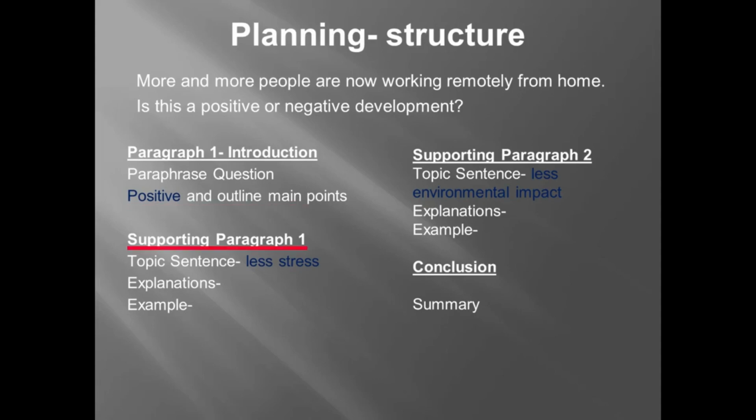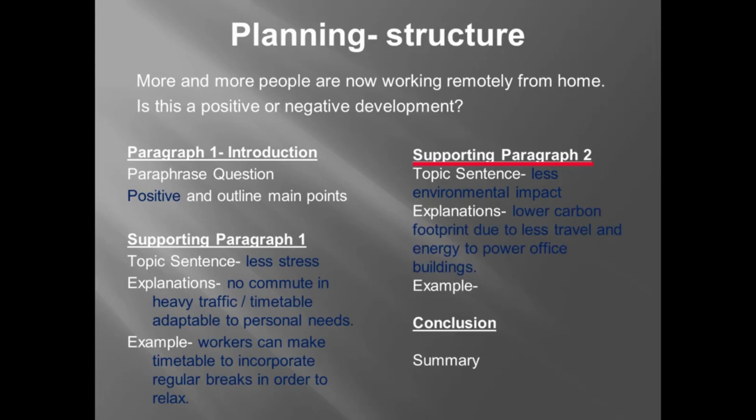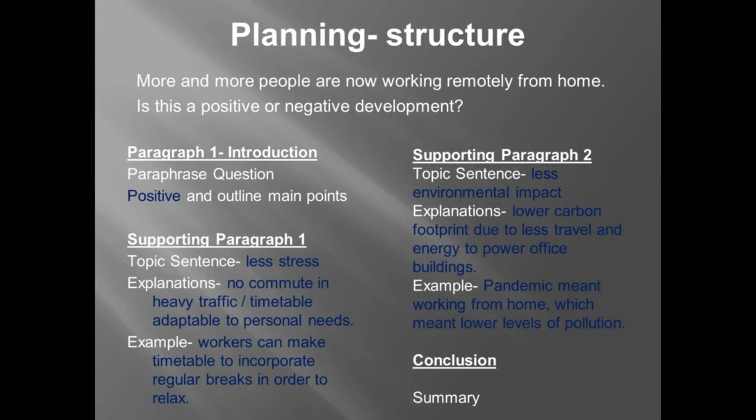Then you have one main body paragraph for one idea that includes a topic sentence stating the idea, an explanation of it, and then an example to support it. Then in the second main body paragraph, you have your second idea, again with a topic sentence, explanation, and an example. In the conclusion, you state your opinion again and summarize both ideas.